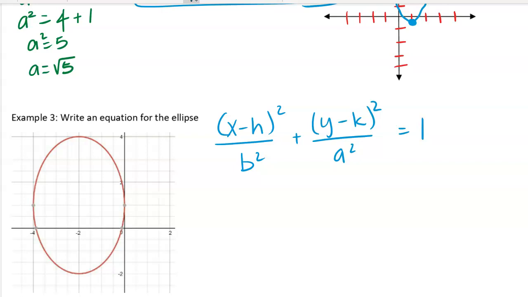What's the center? Negative 2, 1. Perfect. What's your A distance? Yep. What's your B distance? 2, okay.